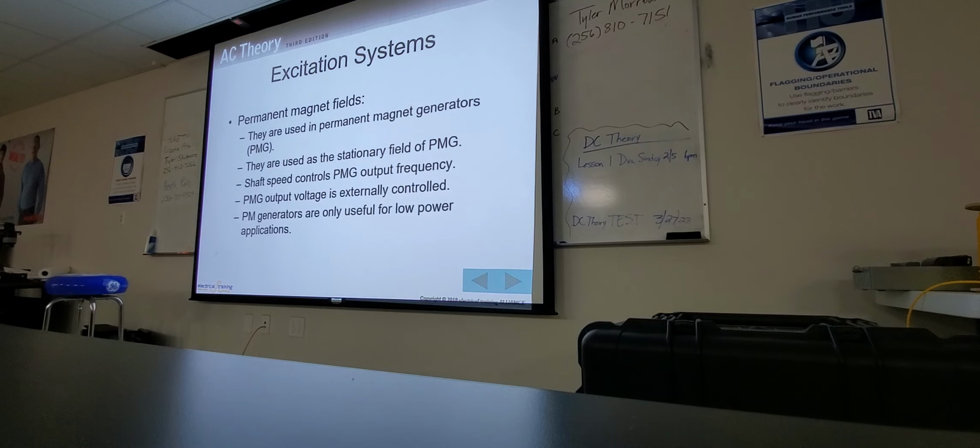The excitation systems. Permanent magnet fields are used in permanent magnet generators. They're used as the stationary field of the permanent magnet generators. The shaft speed controls the generator output frequency. The output voltage is externally controlled. Permanent magnet generators are only useful for low power applications.